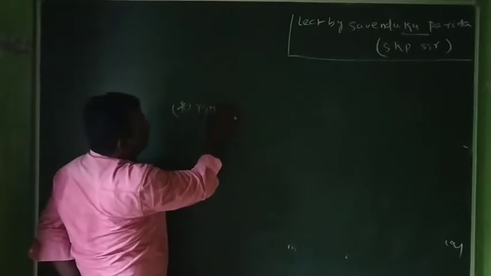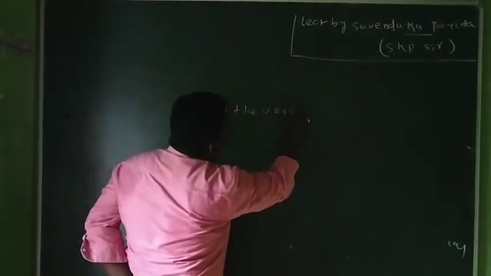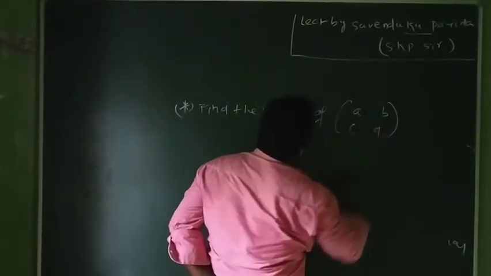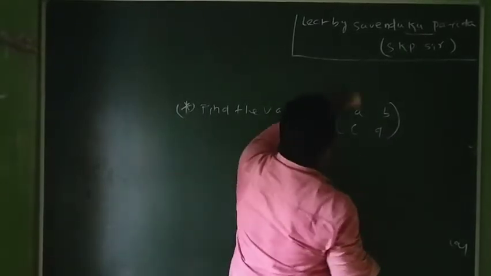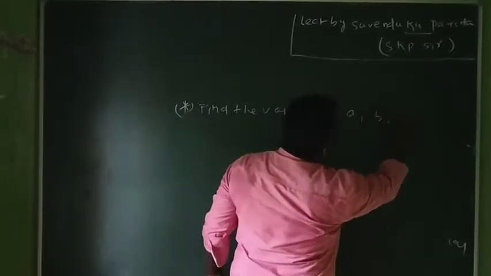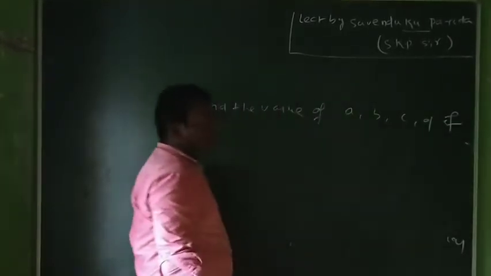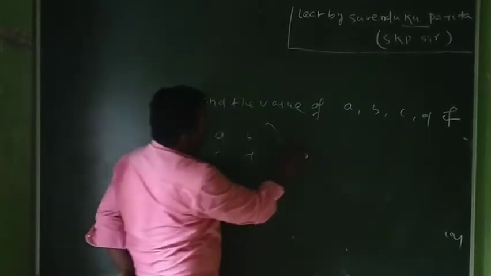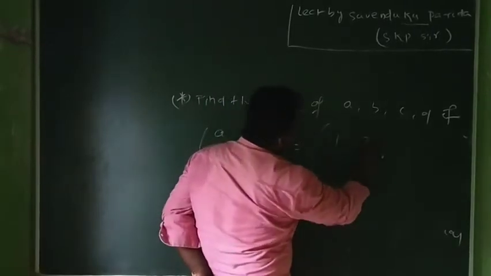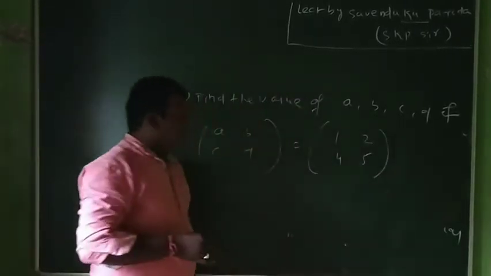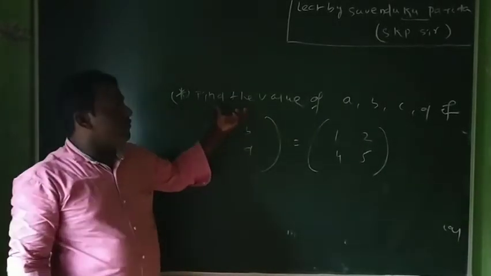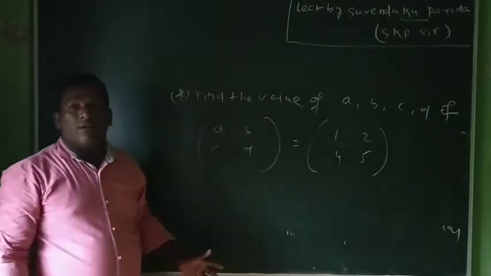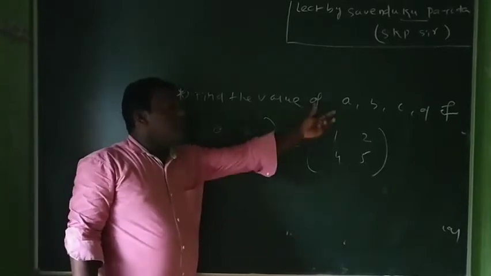Find the value of A, B, C, D. The matrix [A B; C D] equals the matrix [1 2; 4 5]. We will find the value of A, B, C, D if the matrix [A B; C D] equals the matrix [1 2; 4 5].